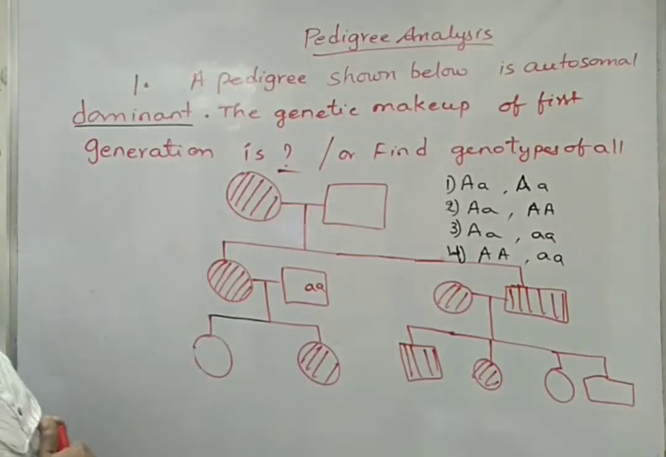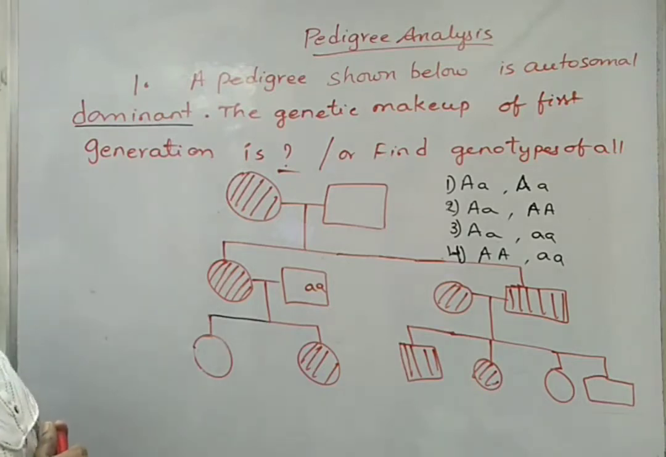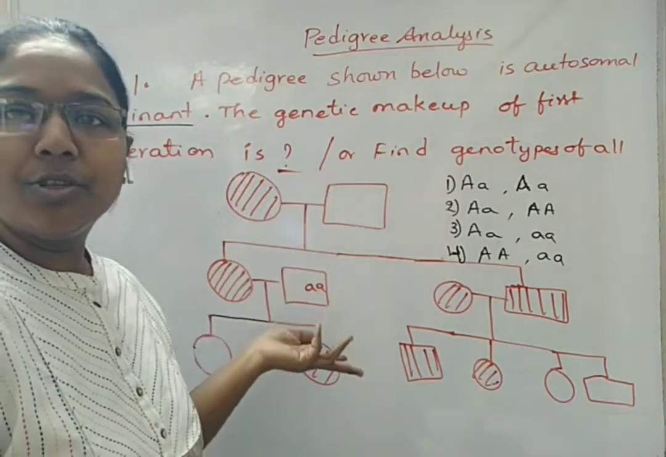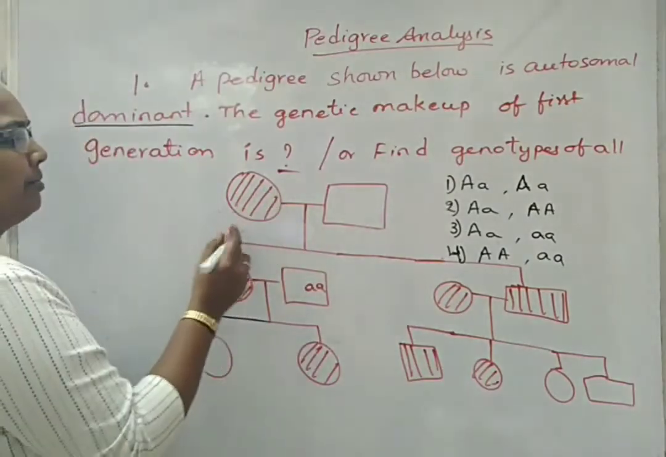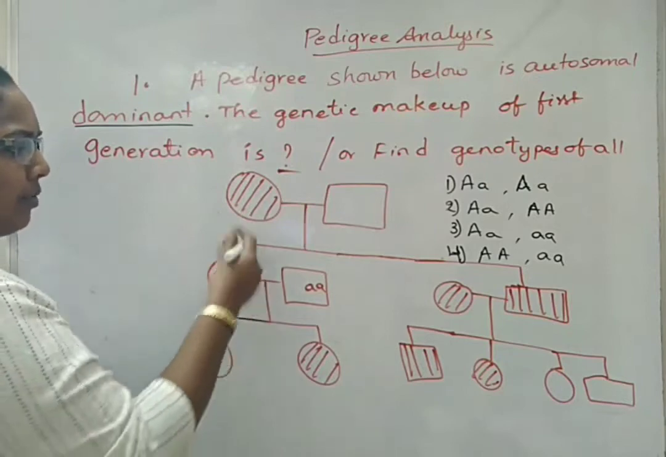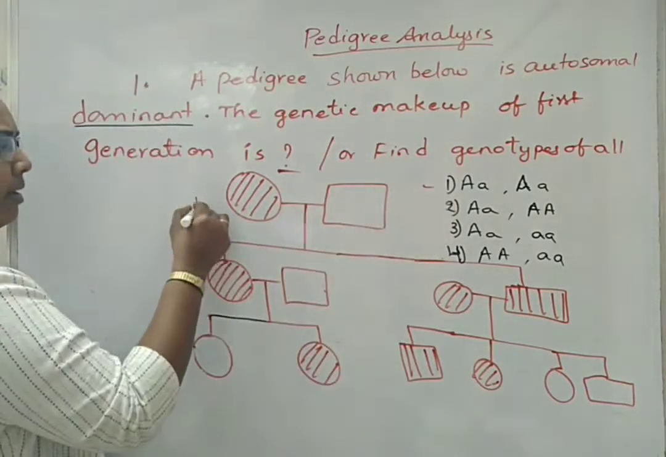So this is about pedigree analysis. Let's see some of the model questions from pedigree analysis. The first model question is, a pedigree shown below is autosomal dominant, and the genetic makeup of the first generation is what? The question can also be asked as, find out the genotypes of all. Now, these are the options given. Now we want to find out what the genotypes of all these are. Let's go for the first one.